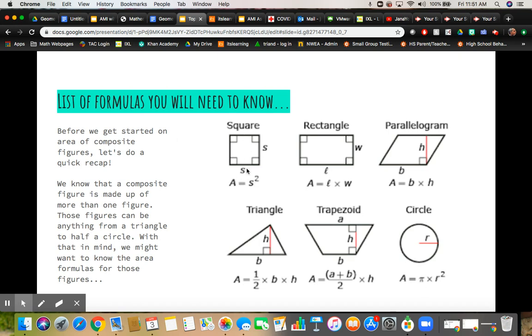So here's the formula for a square, a rectangle, a parallelogram, a triangle, a trapezoid, and a circle. But there actually are 2 figures in here that are composite figures. So let's look at the parallelogram. I see that this red line here chopped off this part that looks like a triangle. But I could also chop off another triangle on it. So I'm given a square and 2 triangles. So that's a composite figure.